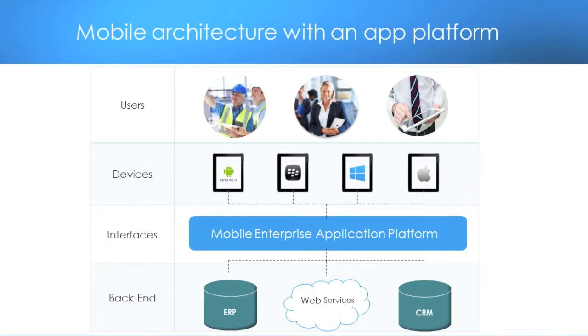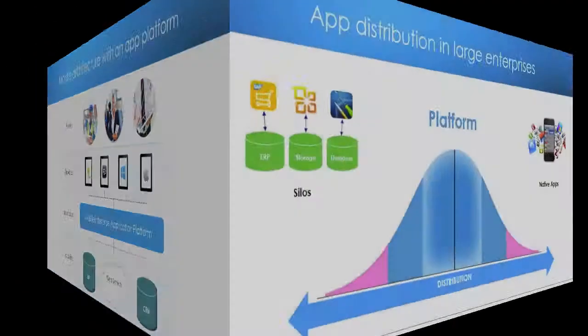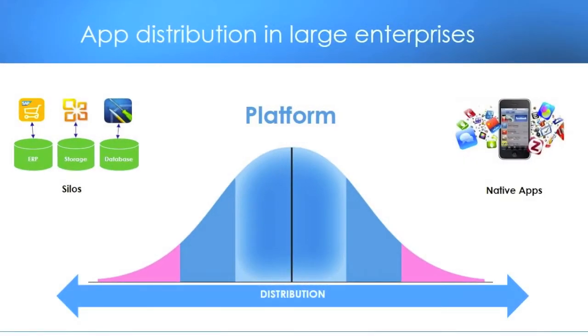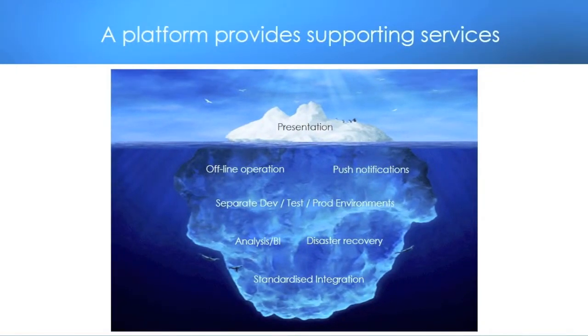Because your backend system decisions will generally be 10, 20, 30-year decisions. Mobile device decisions are extremely short. And so interfacing those two together without spending your day regression testing, Scotty, is what you're going to get from a good platform. And a platform should give you a whole lot of capabilities way below the presentation layer, which the user will see.